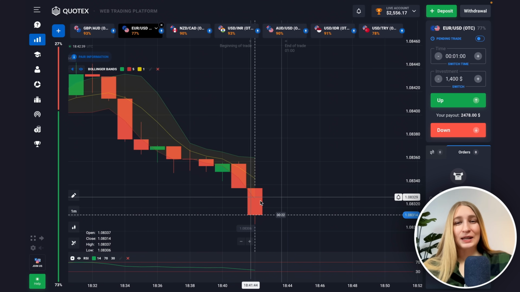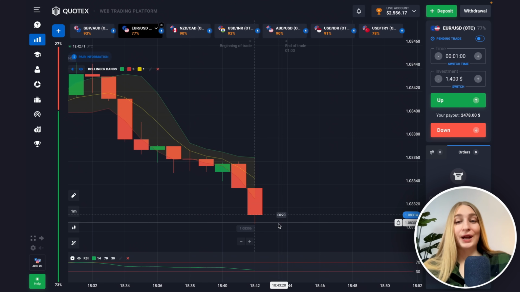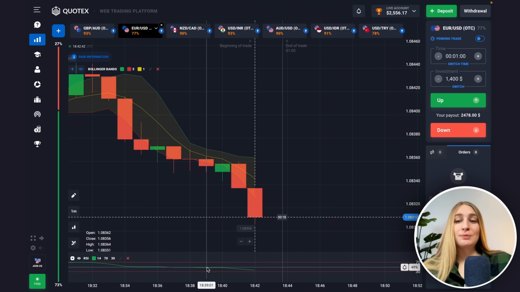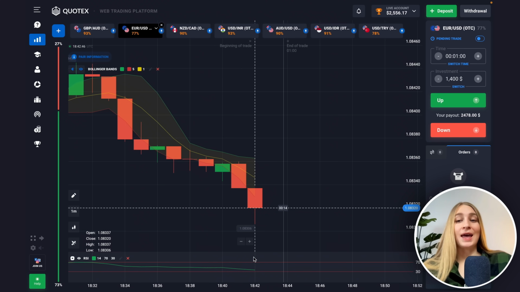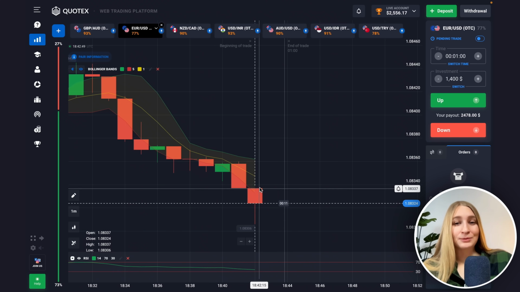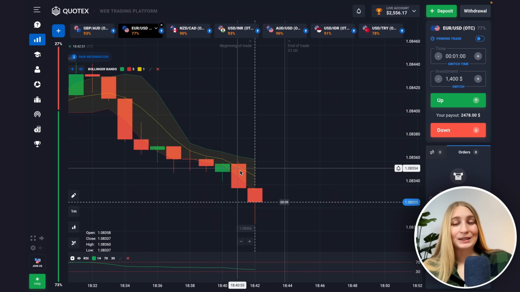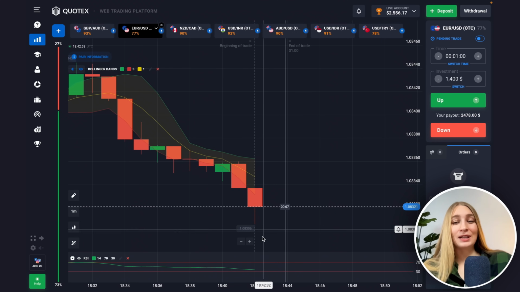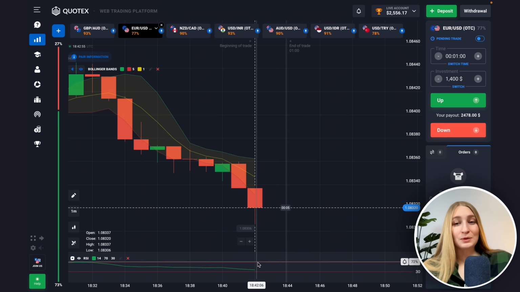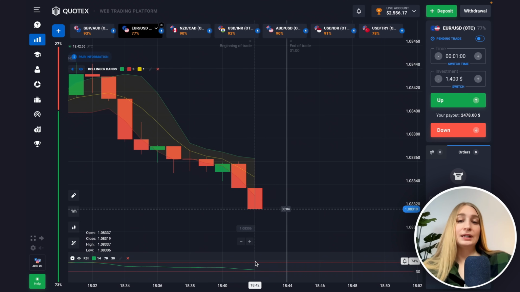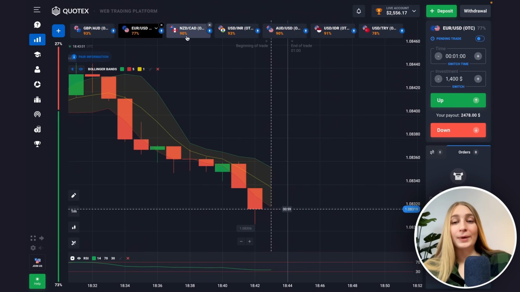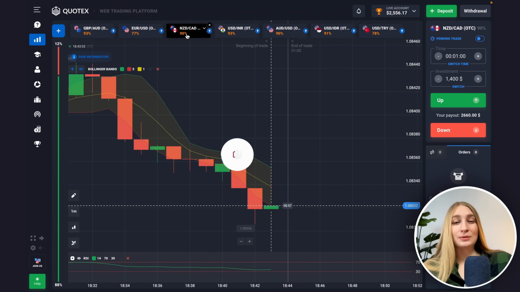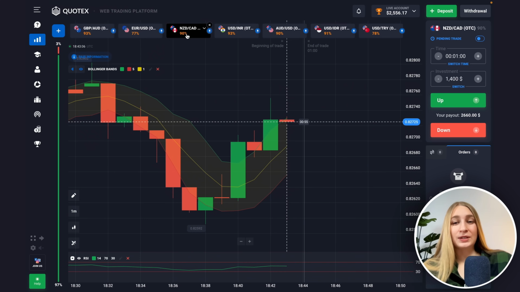Yes, it was a pretty hard trade, but we managed to do it because we have a good combination of indicators, Bollinger Bands and RSI. I'm really happy. You see that the candlesticks are going on the red line of Bollinger Bands and RSI is going to touch the level 30. Let's see what is going on, but we need to go to the next currency pair, of course.